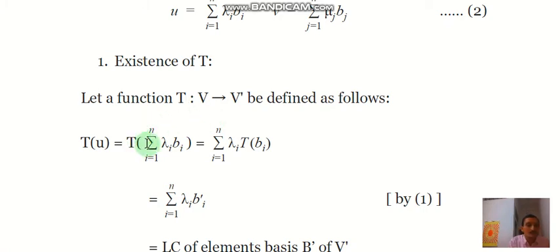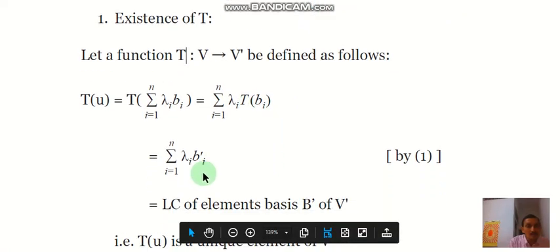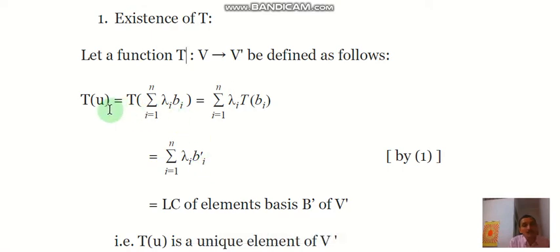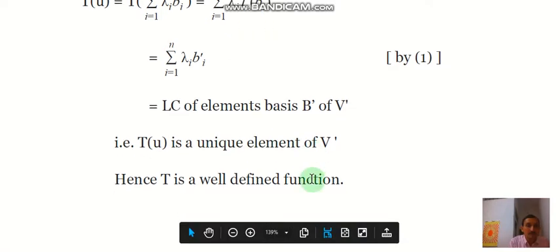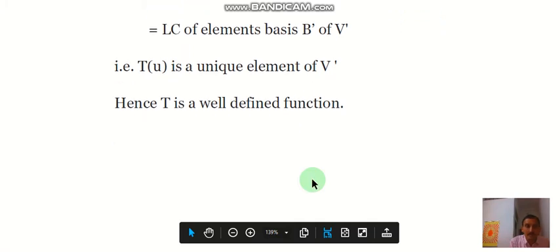T(u) equal to T of summation i varying from 1 to n lambda_i bi, equal to summation i varying from 1 to n lambda_i T(bi), and this is equal to summation i equal to 1 to n lambda_i bi'. So we are defining the image of u such that it takes summation lambda_i bi to summation lambda_i bi'. This is a linear combination of elements of basis B' of V'. Therefore T(u) is a unique element of V'. Hence T is a well defined function, and that is, T exists.